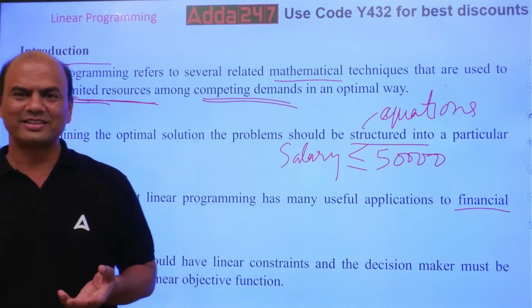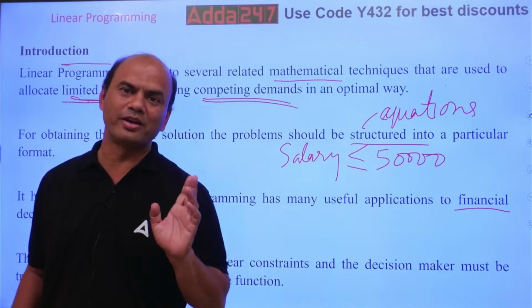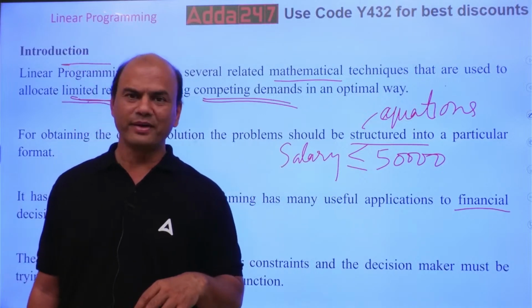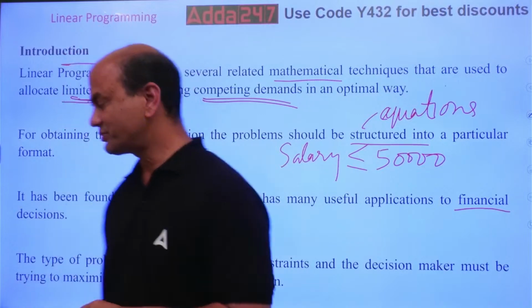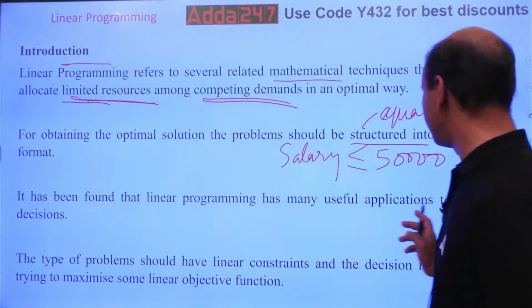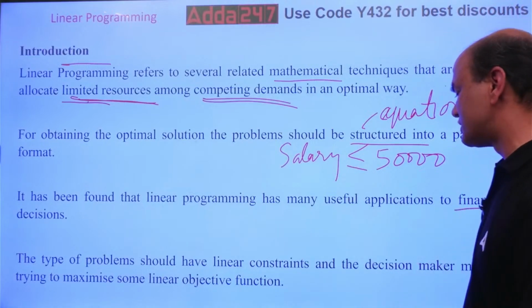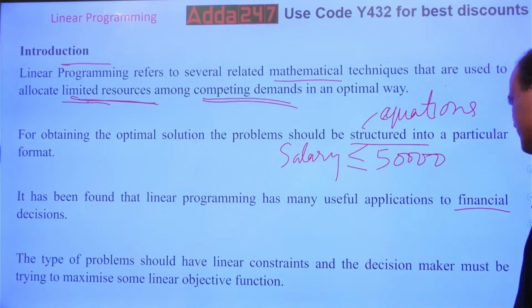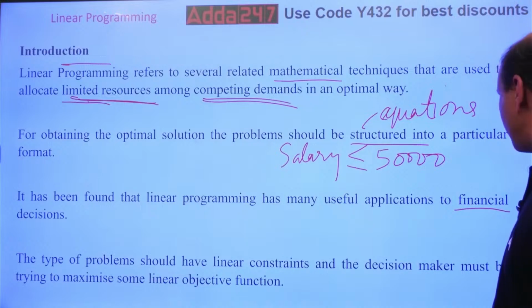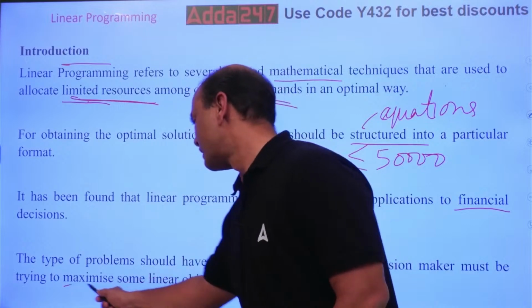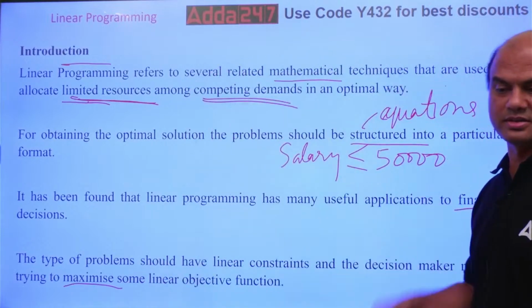Of course. But in the end, where does it boil down? In the end, it boils down to finance. Okay, so coming back, useful in financial decisions. The type of problems should have linear constraints and the decision makers must be trying to maximize their linear objective function. Maximize. Now this is an important question.